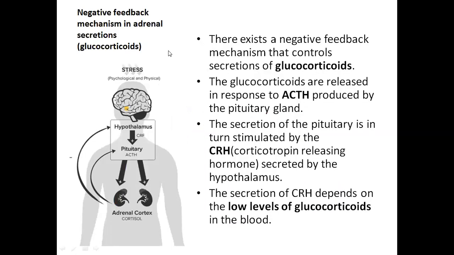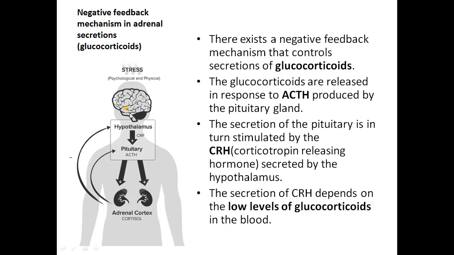Now let us see the next example, that is a negative feedback mechanism in the adrenal secretions. Remember, adrenal gland, suprarenal gland, it produces glucocorticoids, mineralocorticoids. Now the adrenal secretions are also controlled through what is known as negative feedback mechanism. Okay, so first let us consider the glucocorticoids.